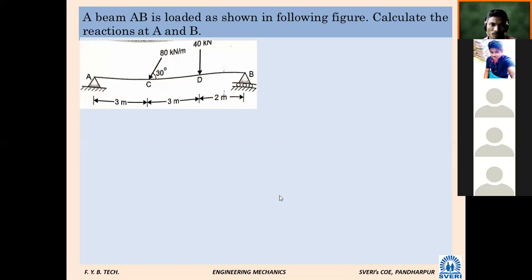Same problem. What is the type of support at point A? Roller. And at point B? Hinged support. Sorry, A is hinged and B has a support.